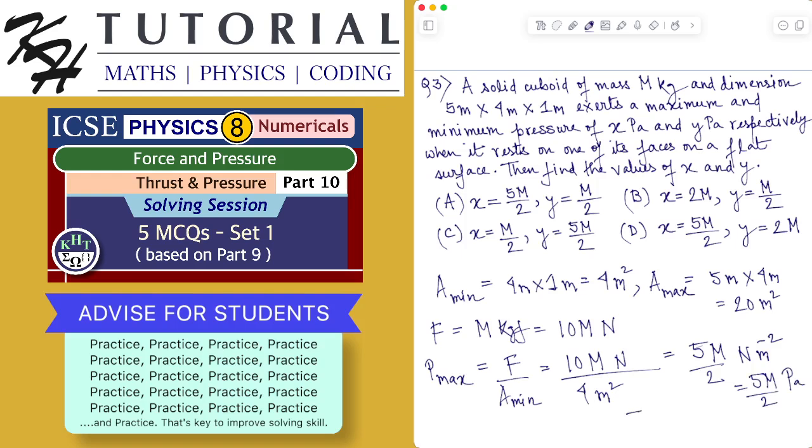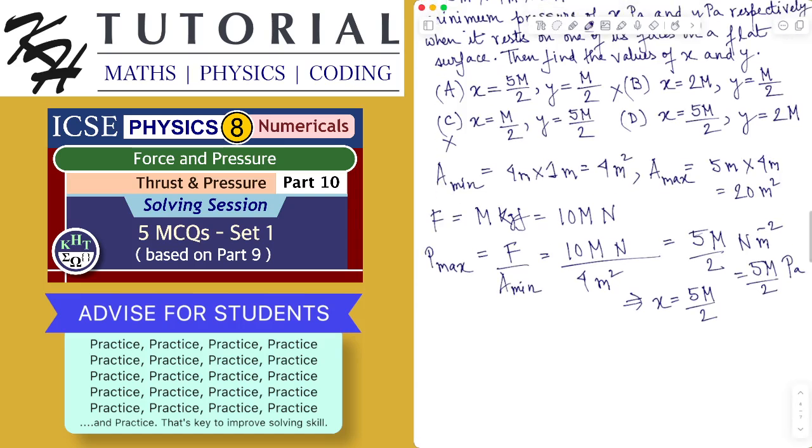So this implies in the problem it is given the maximum pressure is x Pascal. So we have x is equal to 5m by 2. So clearly we can reject choice B and C. So now we have to find what is y. That is, we have to find the minimum pressure.